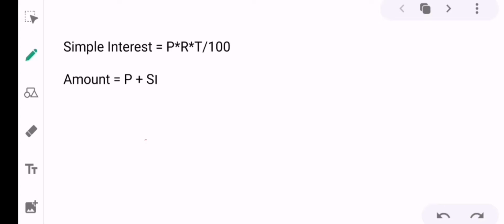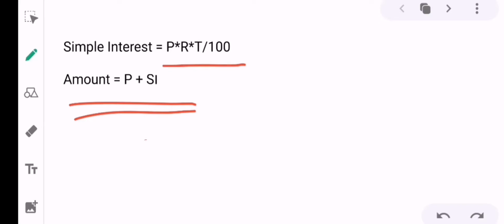Hello all, welcome back. So now that you know what simple interest is, now you know the formula for simple interest, which is principal into rate by 100 into time. And now you know what amount is. Amount is simply principal plus interest. Interest can be of two types, simple interest or compound interest.